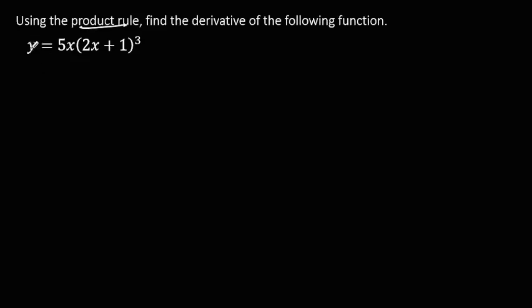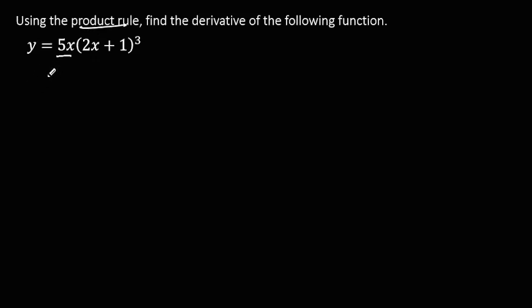In this case, y is a product of two separate functions. We have the linear function 5x, and we have a cubic function of (2x + 1) raised to the power of 3. To be able to use the product rule, we need to first of all focus on the formula itself, and then we see how we can use it in finding the derivative of y.